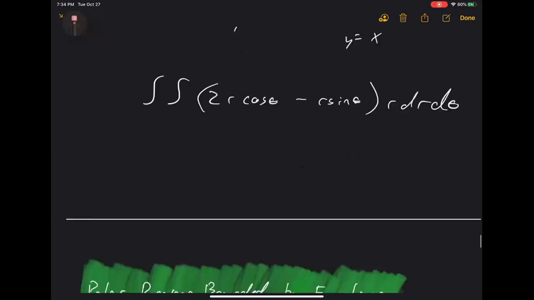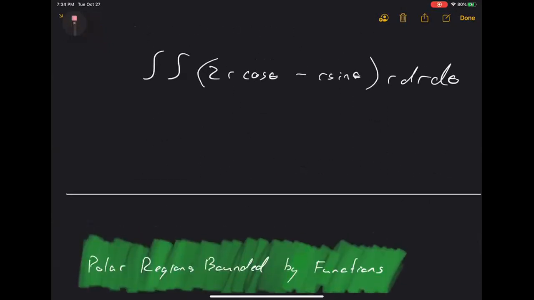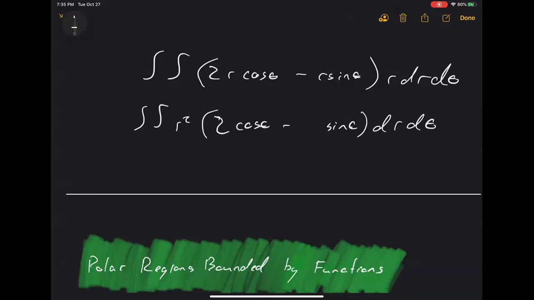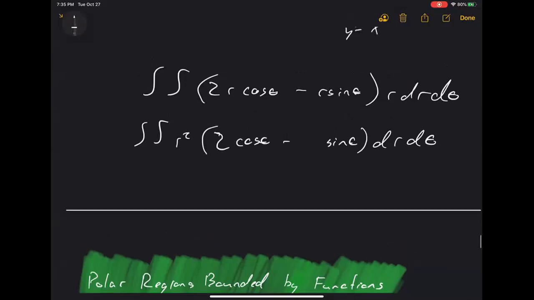And then I could simplify all this. So I get 2r squared cosine theta minus r squared sine theta. I factor out the r squared. Now that's fine. That's our stuff inside the integral.